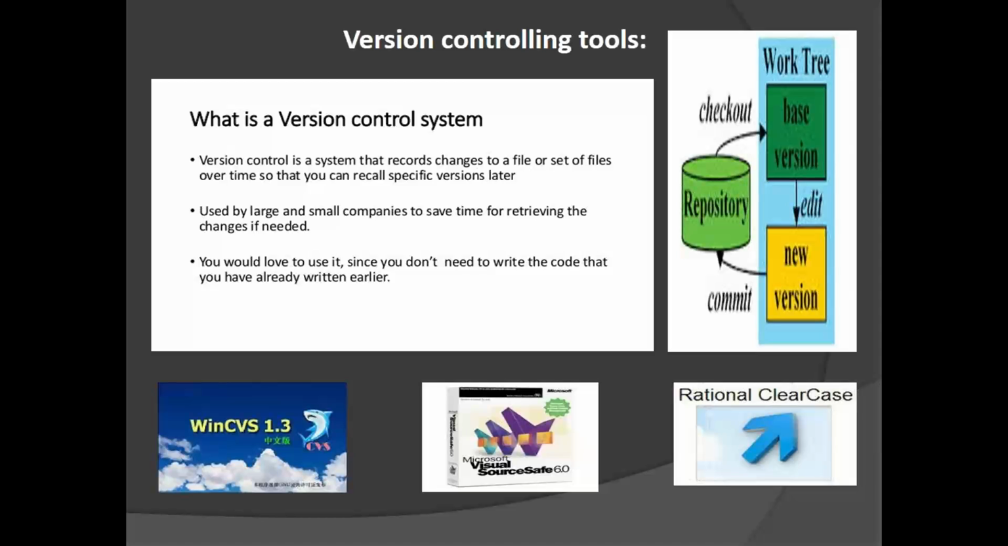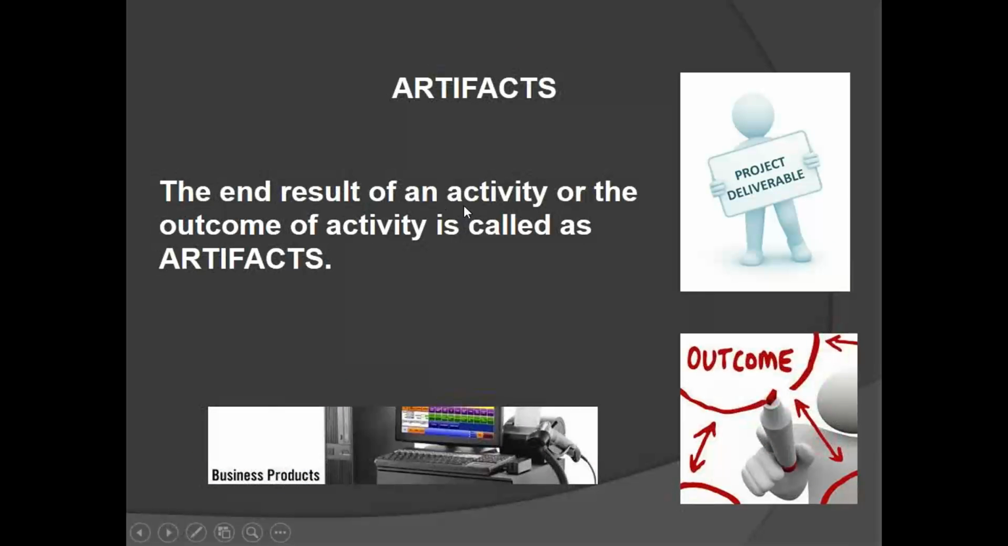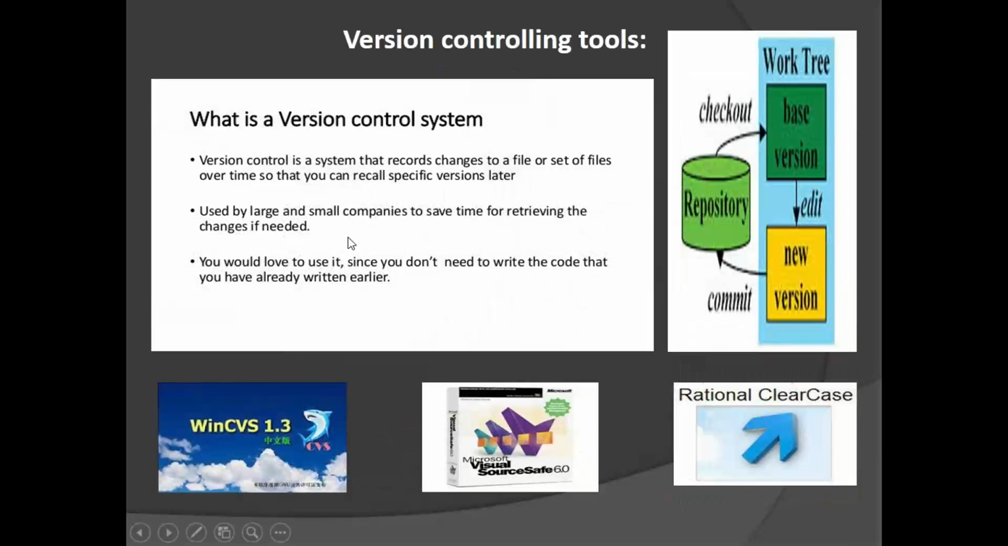Okay. So here you can see there are some points. Version control is a system that records changes to a file or set of files over time so that you can recall specific versions later. It is used by large and small companies to save time retrieving the changes if needed. And you would love to use it since you don't need to write the code that you have already written earlier.